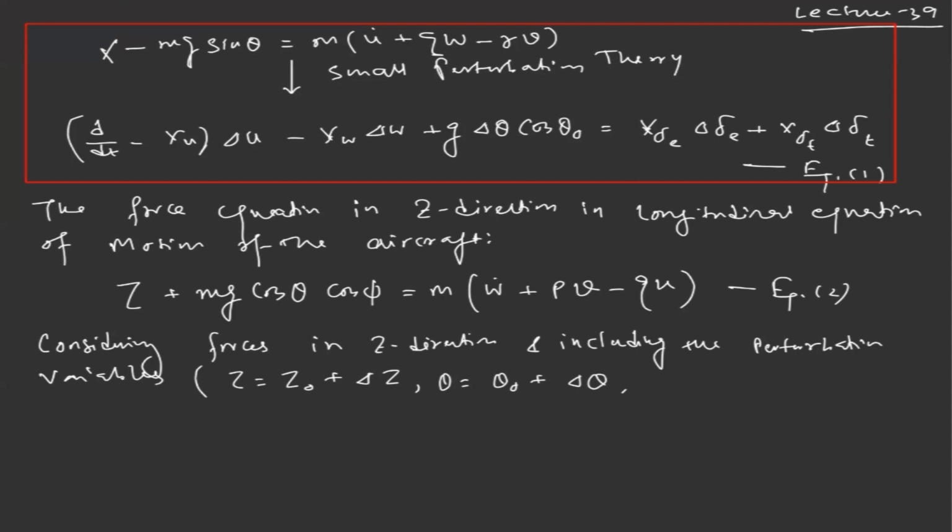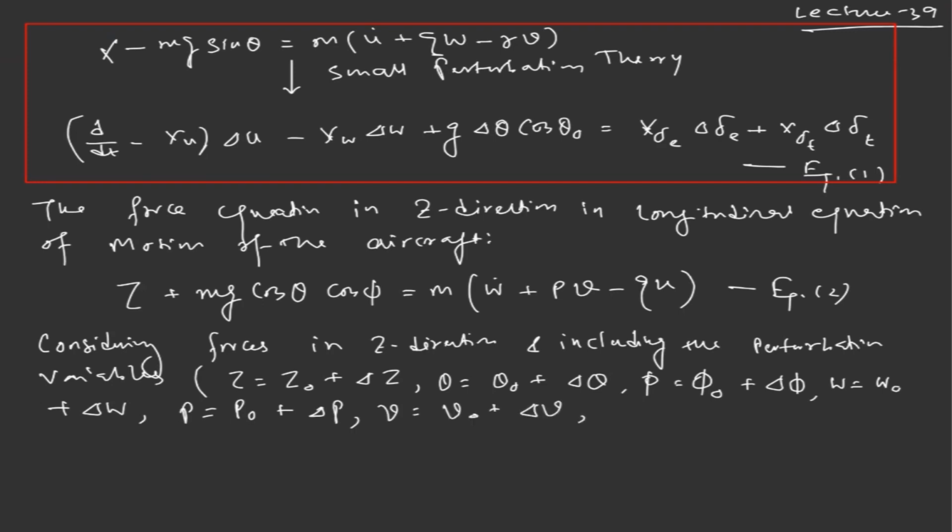So similarly, we can write phi equal to phi naught plus del phi, w equal to w naught plus del w, p equal to p naught plus del p, and V equal to V naught plus del V, Q equal to Q naught plus del Q, and U equal to U naught plus del U.